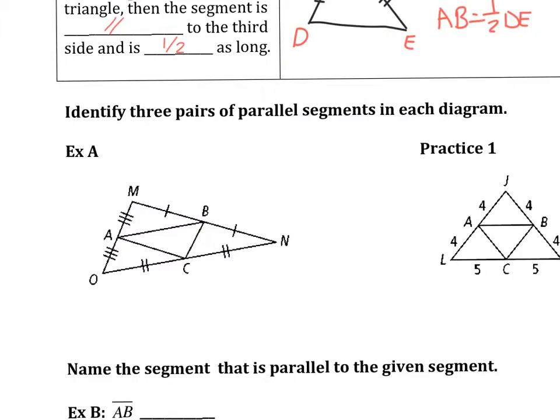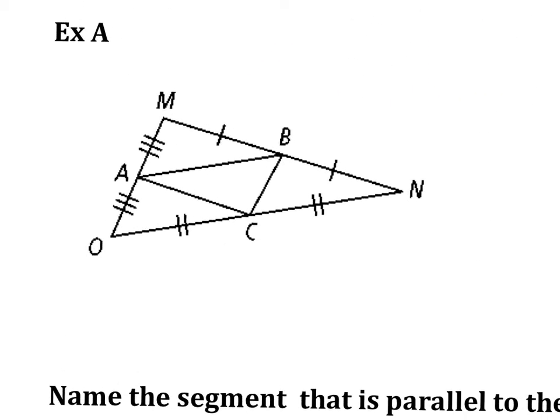So the first line of business here is that we're going to identify 3 pairs of parallel segments in each diagram. So the first thing we notice is we've got lots of congruences. So since this here is congruent to here, we have a midpoint, and AM is congruent to AO, we have a midpoint and another midpoint here, which means we have lots of midsegments. BC is a midsegment, AC is a midsegment, as is AB.